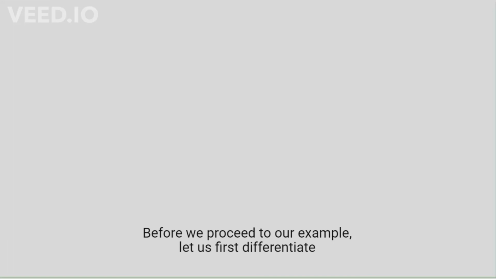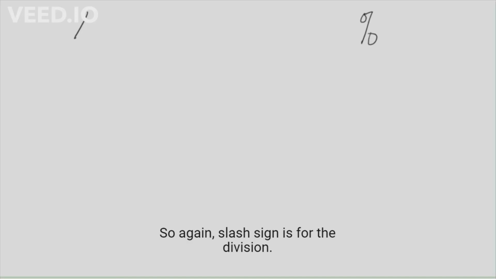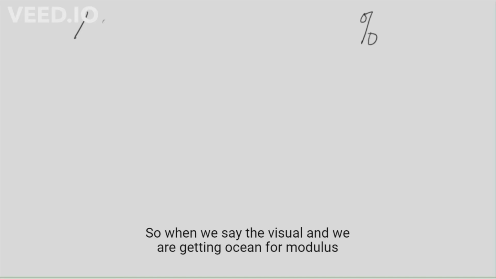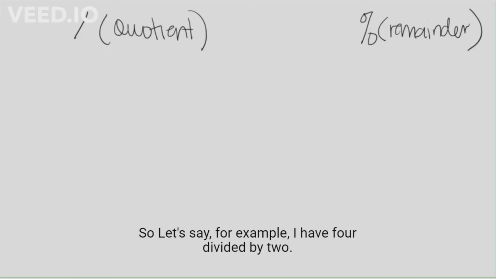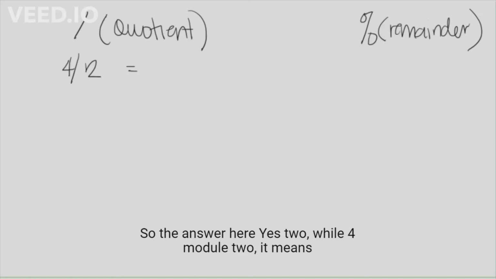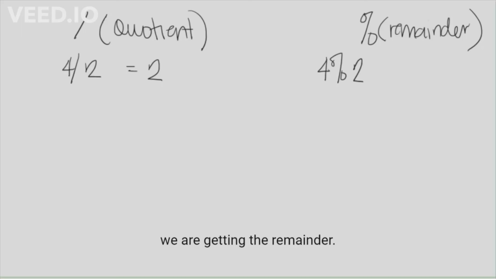Before we proceed to our example, let us first differentiate the symbols percent sign and slash sign. Again, slash sign is for division. When we say division, we are getting the quotient. For modulus division, in this case, we are getting the remainder. So let's say, for example, I have 4 divided by 2. The answer here is 2. While 4 modulo 2 means we are getting the remainder. The remainder here is 0.